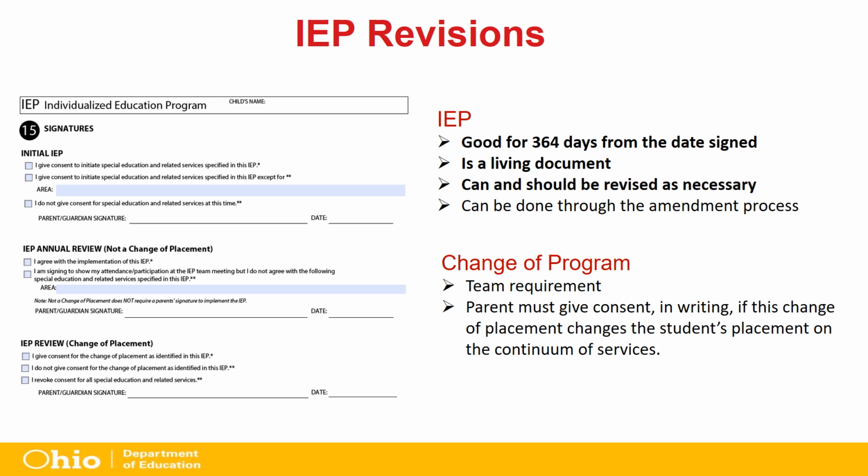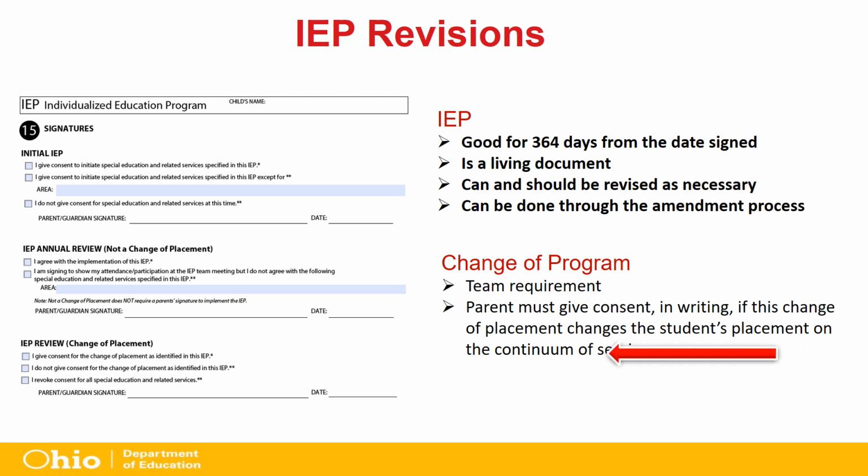Any member of the team may request an IEP meeting to revise. This can be done through the amendment process, which can be accomplished through a variety of methods. This process does not necessarily need to be a face-to-face meeting, but the parent does need to be involved.